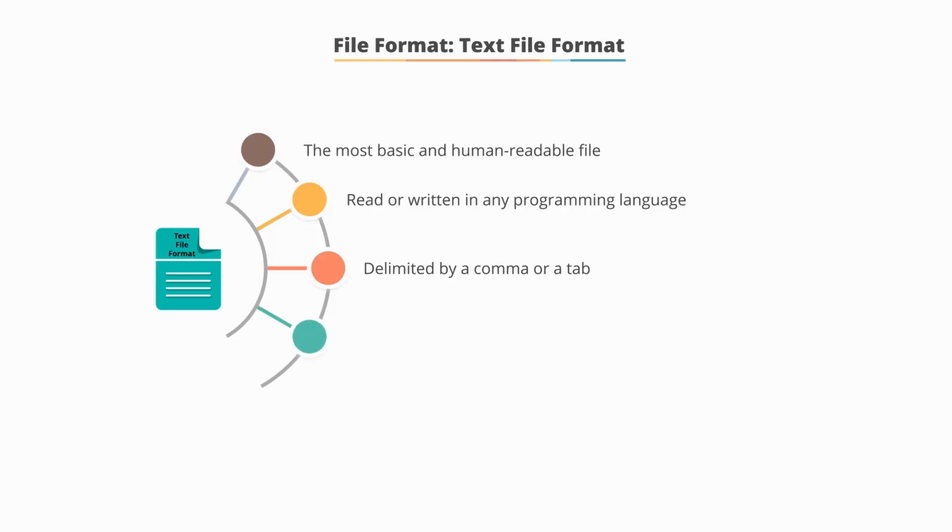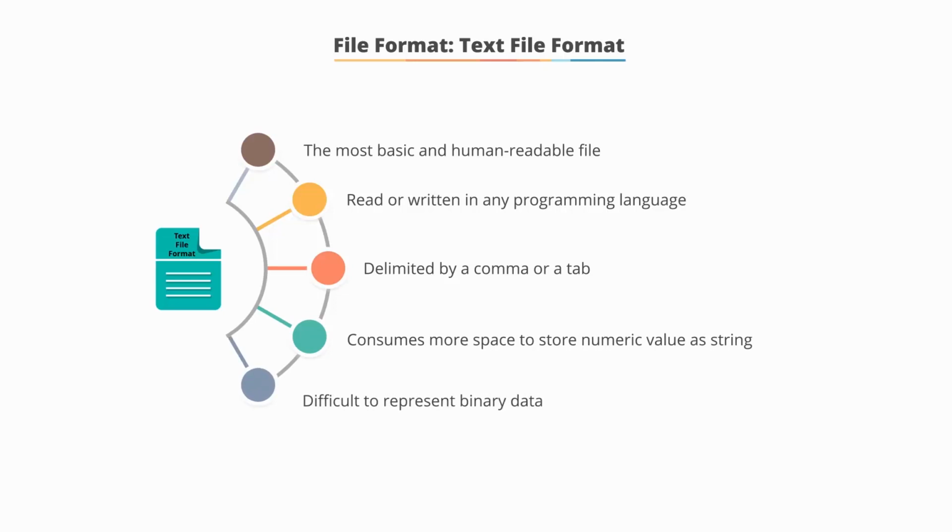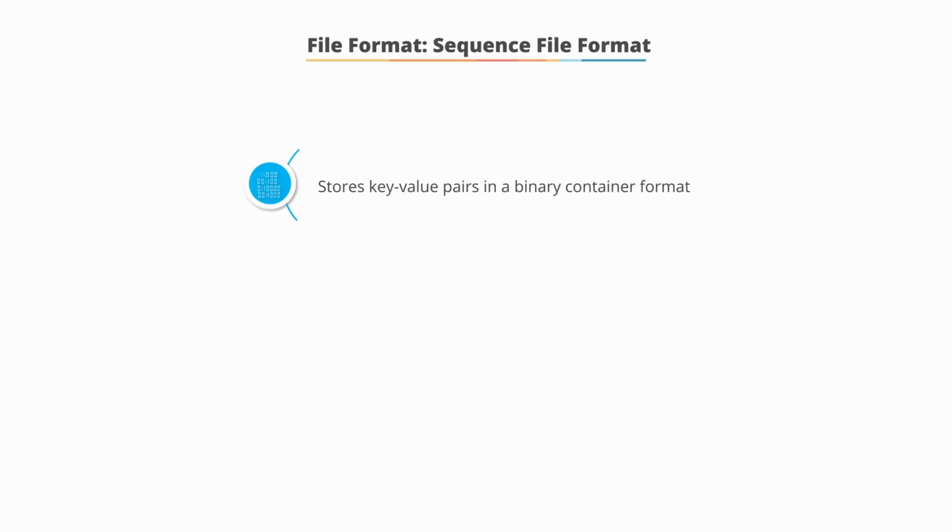The text file format consumes more space when numeric values need to be stored as a string. It is also difficult to represent binary data such as an image. So, which format can be used to store an image in the binary format? Sequence file format. The sequence file format can store an image in a binary format. They store key value pairs in a binary container format and are more efficient than a text file. The drawback is that a sequence file is not human readable.